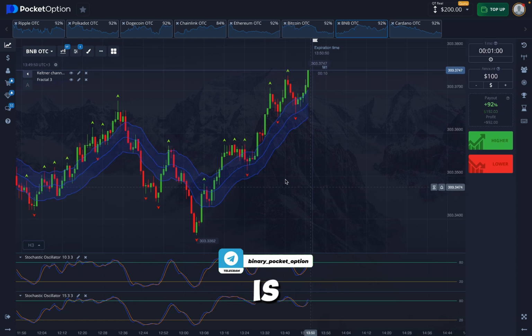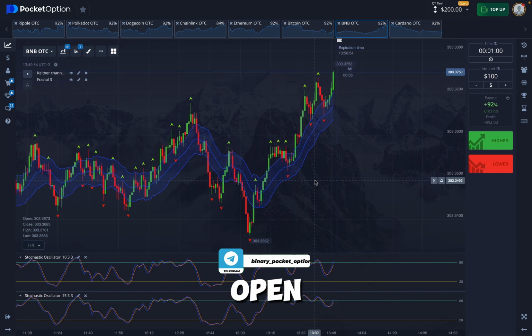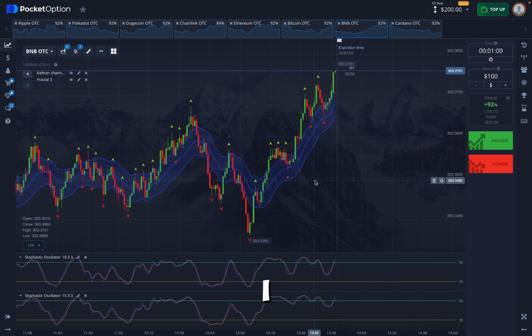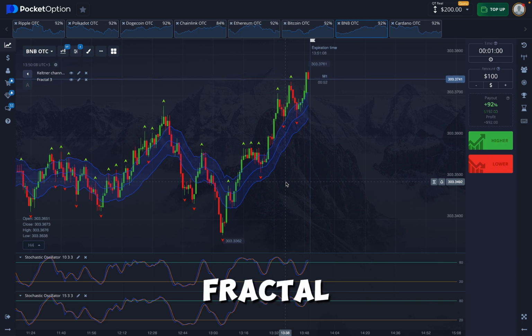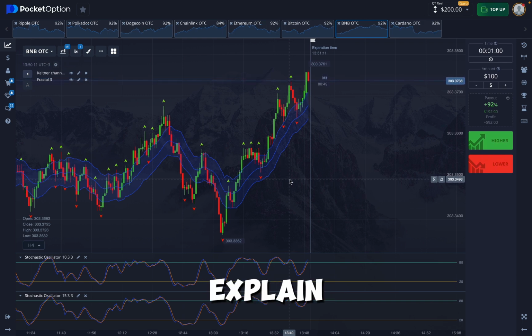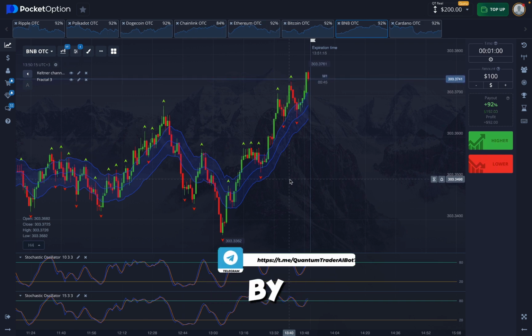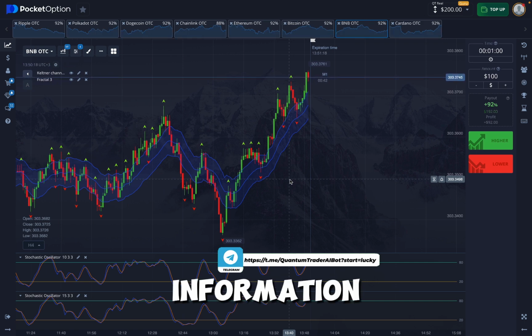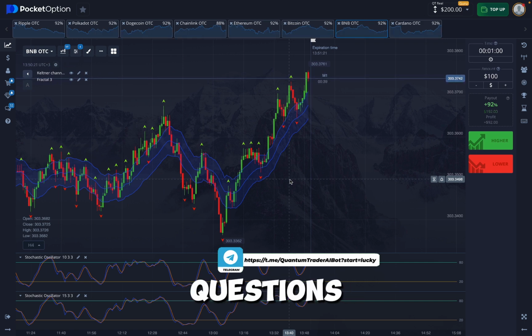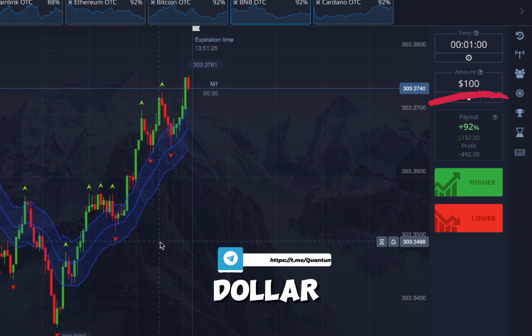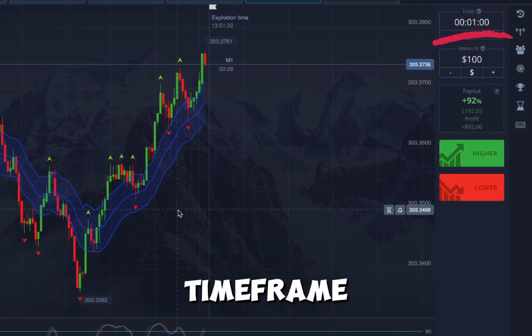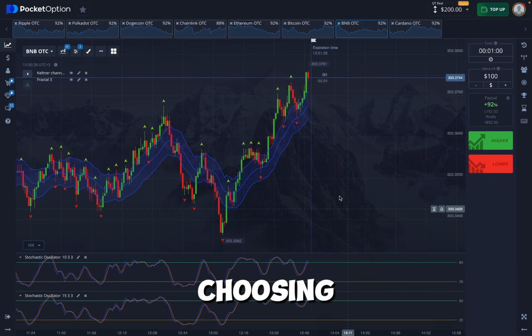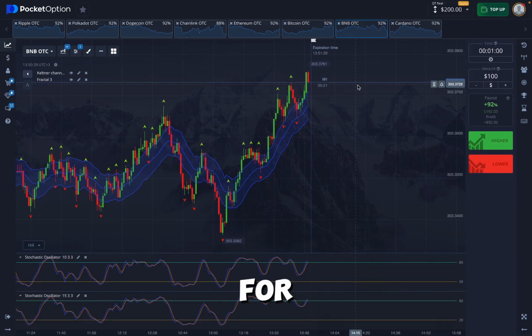This strategy is universal and will allow you to open deals both according to the trend and against it. I will also monitor updates of local maxima and minima through the fractal. I will try to explain each trade in detail so that by the end of the trade you have more information learned and fewer questions. I'll start with a $100 deal. I will open all transactions on a 1-minute time frame. Let's start analyzing and choosing the first crypto asset for optimal entry.